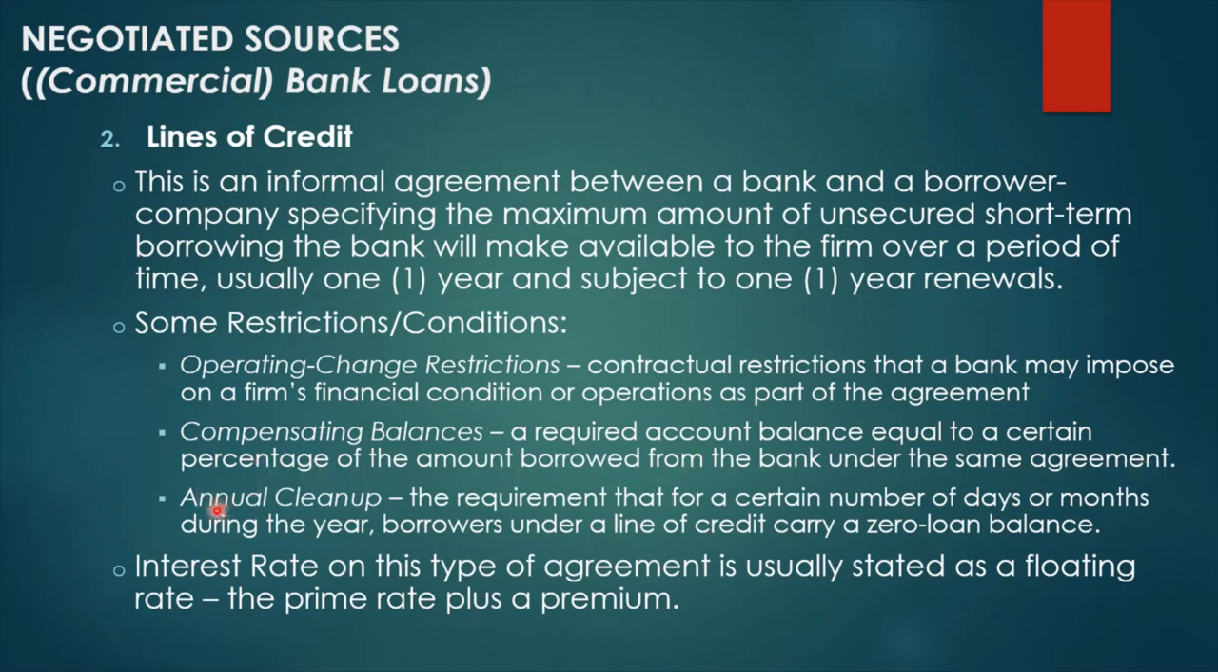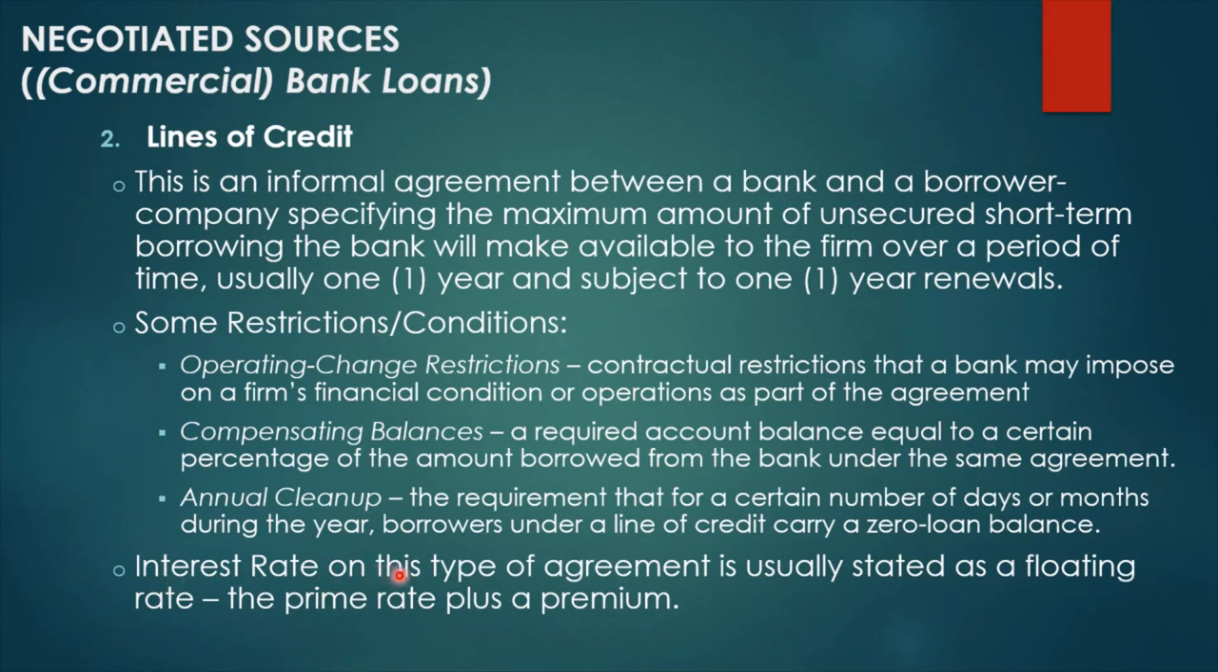Last is the annual cleanup. The requirement that for a certain number of days or months during the year, borrowers under the line of credit carry a zero loan balance. Meaning, there are certain times or periods within the year where the company should have no debt to the bank. That is the annual cleanup. Carry a zero loan balance. So, these are the restrictions or conditions imposed by the bank or the financial institution when it comes to extending a line of credit.